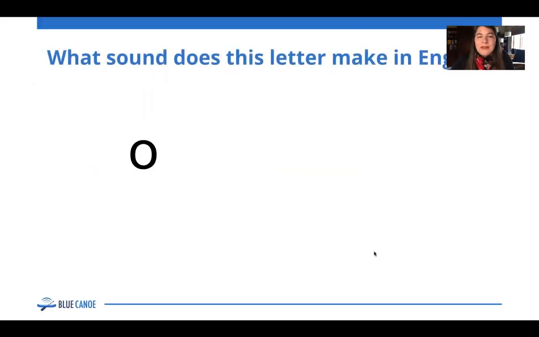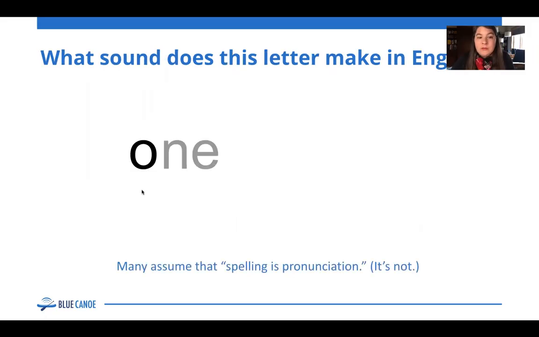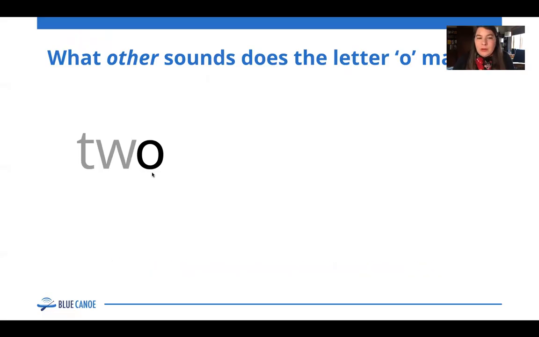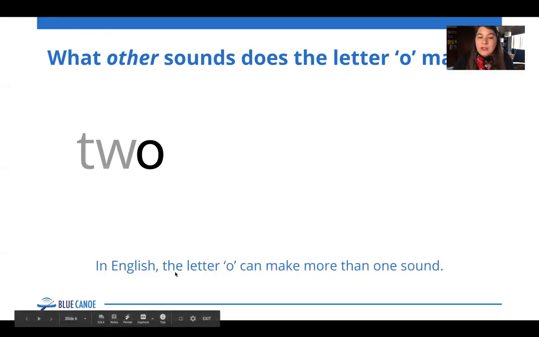What sound does this letter make? The name of the letter is O. So does it make the sound O? Let's see. Is that word oni? No, it's one. One. How about this word? Two, ooh. Here it makes ooh. So in English, the letter O can make more than one sound.